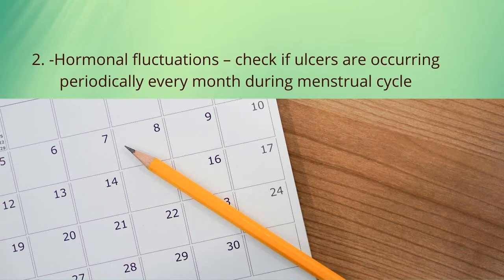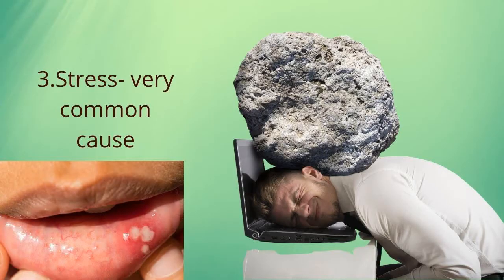Cause number two is hormonal fluctuation. Women in particular experience quite a lot of hormonal changes at various times in their lives. Some women develop oral ulcers just a few days before their period. If you think your ulcers are recurring, then it's advisable to check if they are occurring roughly around the same time every month. If this is the case, then this could be due to hormonal fluctuations that are taking place within the body.